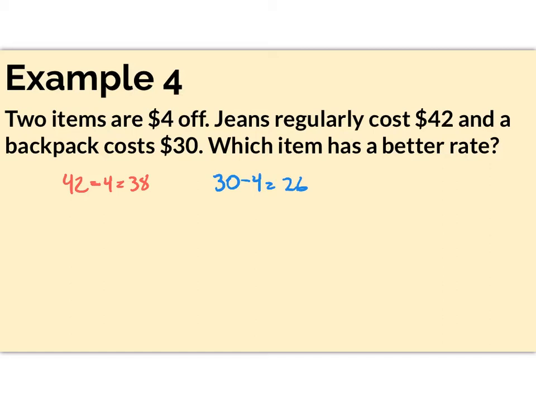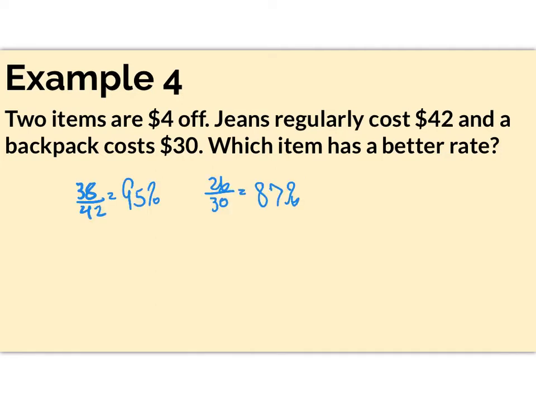And now we need to figure out the rate. Okay, so I did the math. I took the 38 and divided it by 42. So 42 minus the $4 off was 38. So 38 divided by 42 gave us 0.95. I multiplied by 100 to get 95%. So you're paying 95% of the total cost with $4 off of 42.